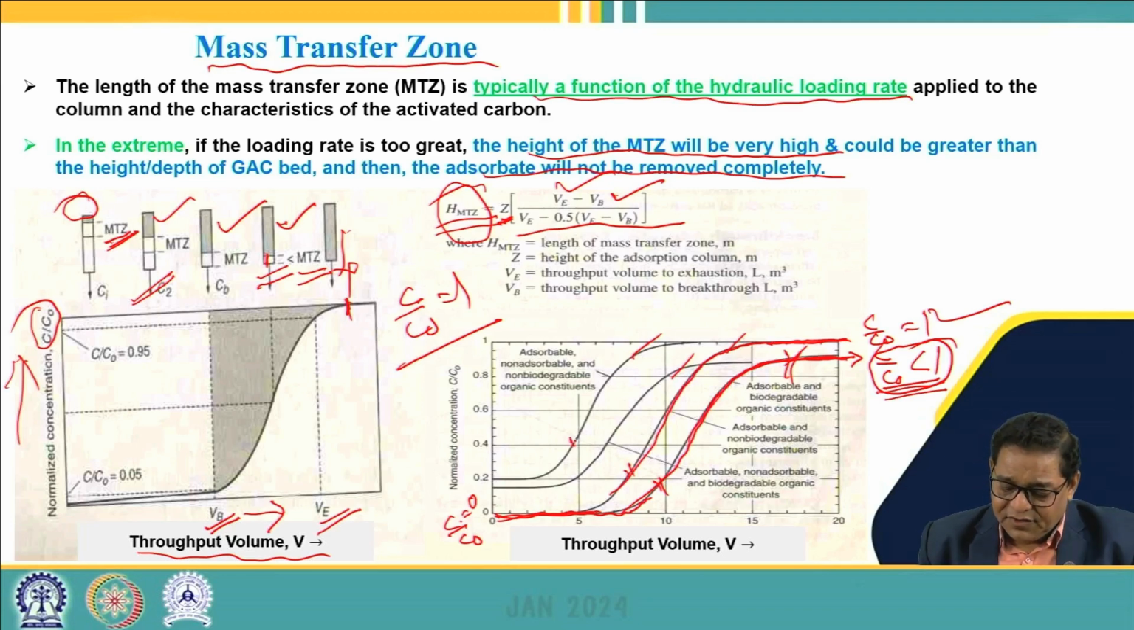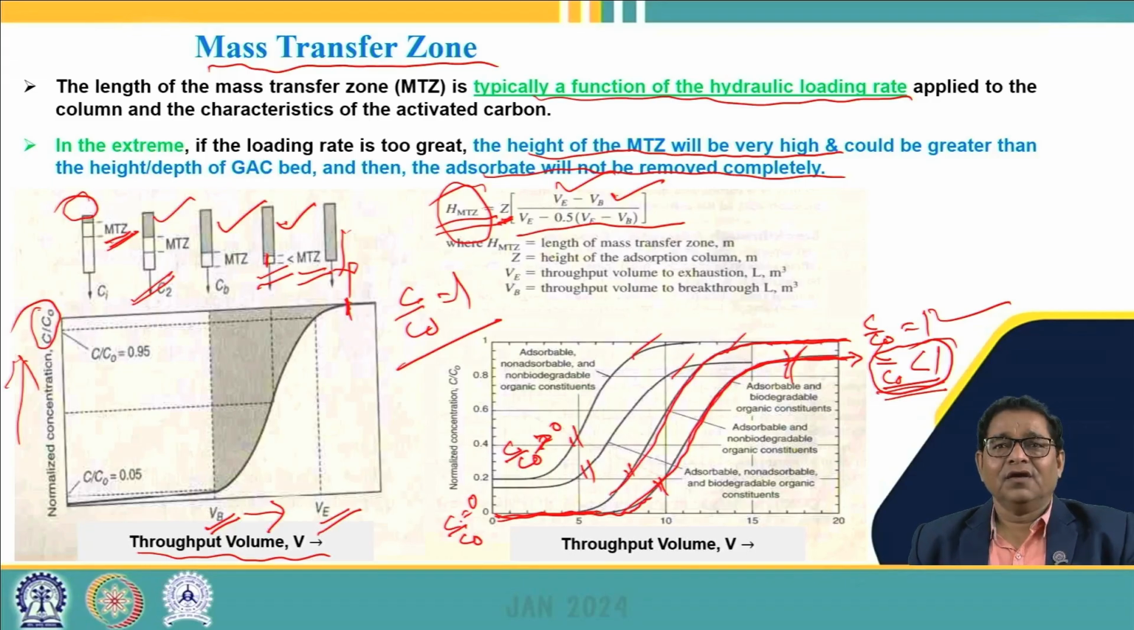In these two graphs, if we see C by C0, initially it is more than 0. If it is more than 0, it means the adsorbate is not completely adsorbable. Some part is adsorbable, some part is not adsorbable. That's why in the beginning itself there is no complete adsorption, and C by C0 is more than 0. So this type of curve indicates an adsorbate which is partly adsorbable and partly not adsorbable.